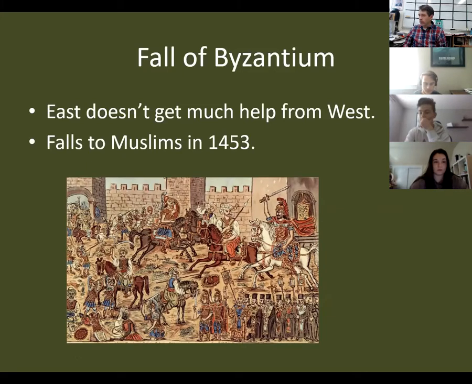Ultimately, though, the East still is being attacked by the Muslims and doesn't get much help from the West. And in 1453, Byzantium falls to the Muslims, and the Eastern Roman Empire that had been Christianized, going clear back to Constantine, falls, and it becomes Islamic. The Hagia Sophia is turned into a mosque. And to this very day, the Eastern Empire has been weakened because of this.